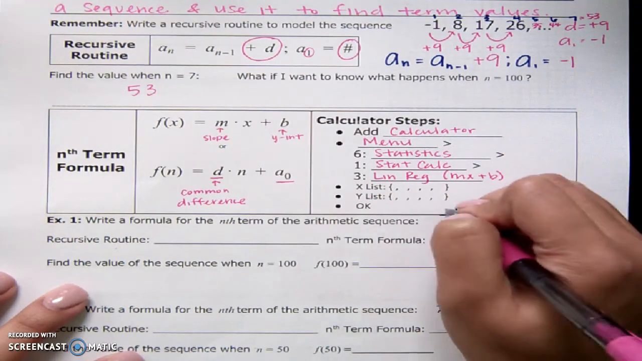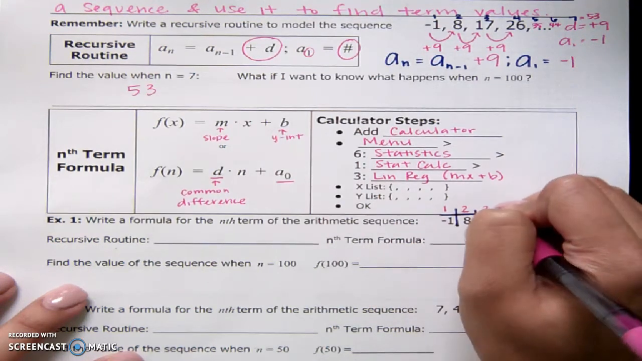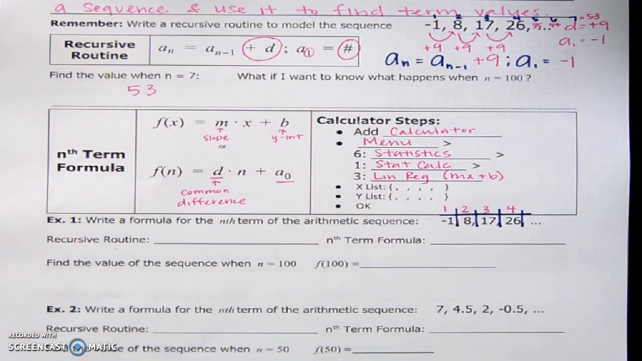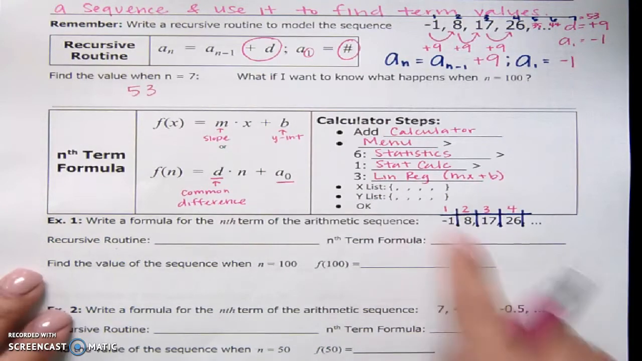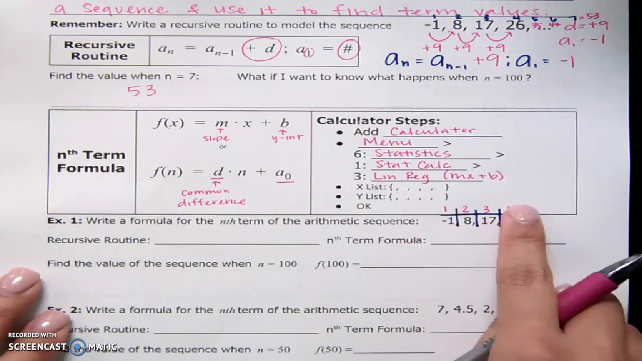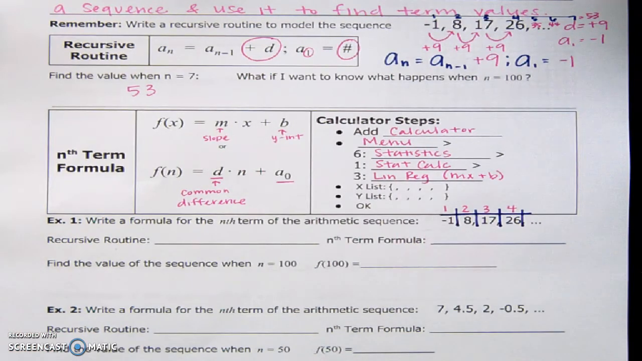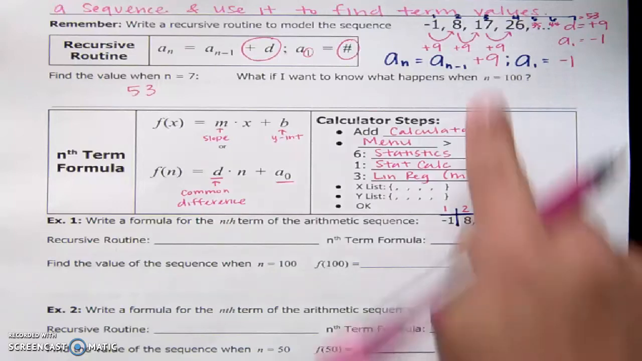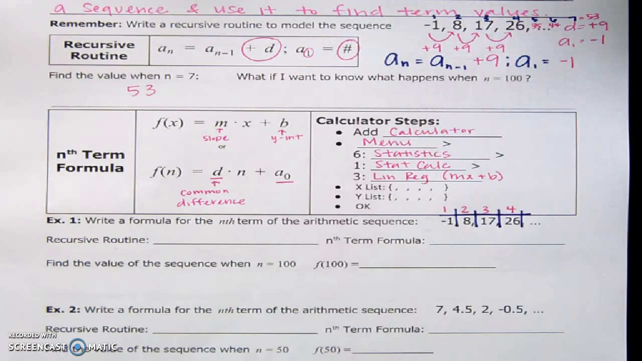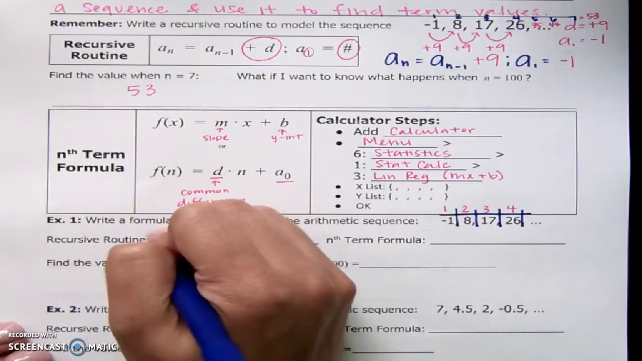So this is 1, 2, 3, 4. I have 4 numbers in my pattern. This is n, the term value. Or this is x, and these are y. So, for the recursive routine, we already wrote it up here, so I'm just going to copy it down because I already know what it is.